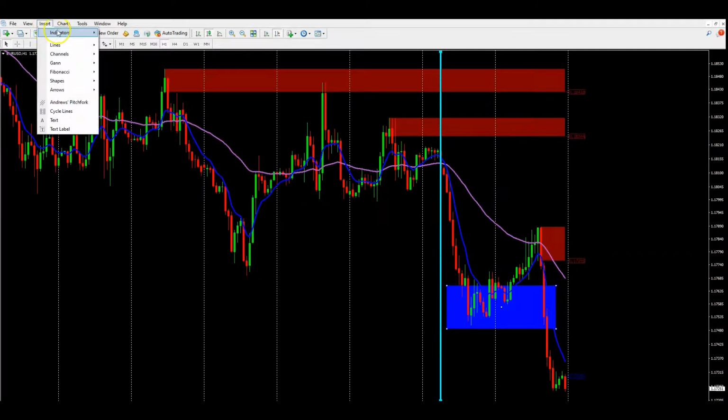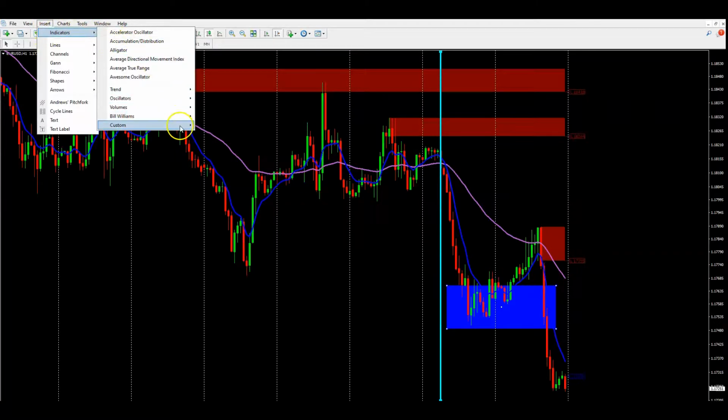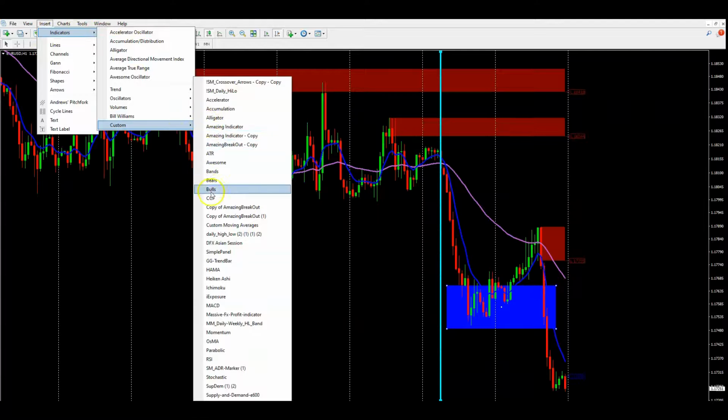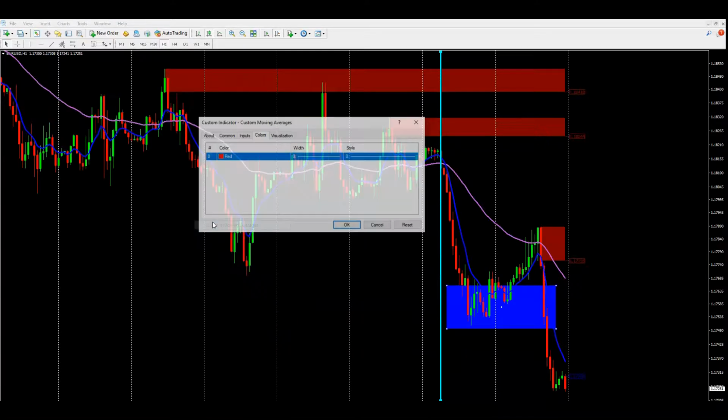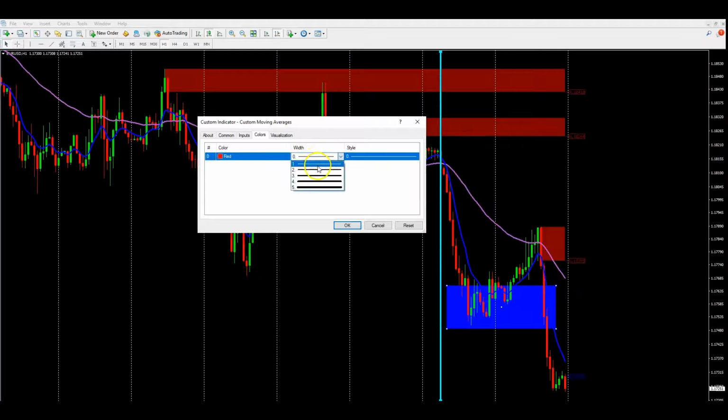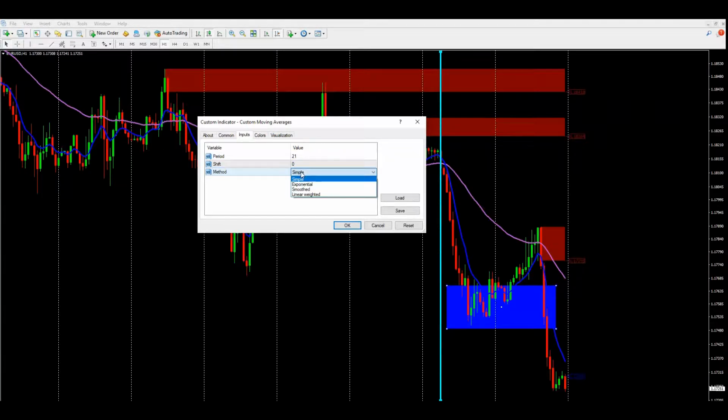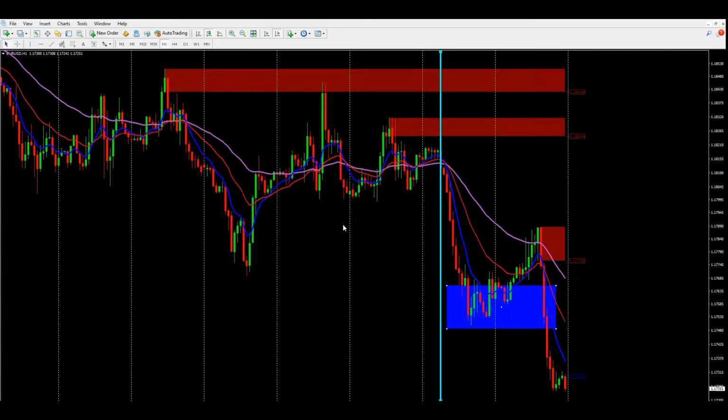And then I'm going to put one more. You don't need too many on your chart. Just get what works and let that be. I'm going to leave this red. I'm going to make my width number 2. Inputs will be 21. And this will be exponential. My method will be exponential, and I will click OK.